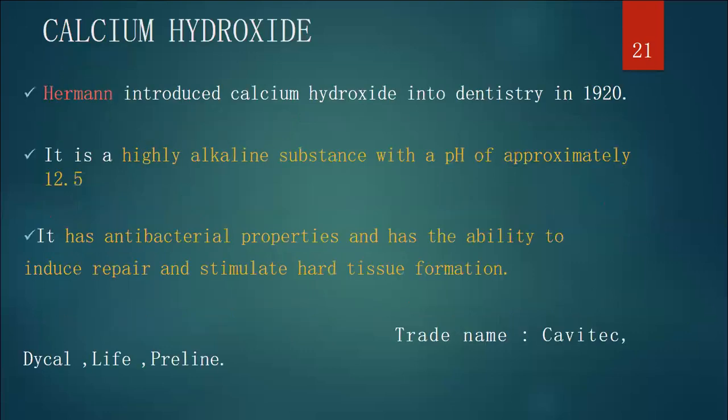Calcium hydroxide. Hermann introduced calcium hydroxide into dentistry in 1920. It is a highly alkaline substance with a pH of approximately 12.5. It has antibacterial properties and has the ability to induce repair and stimulate hard tissue formation.